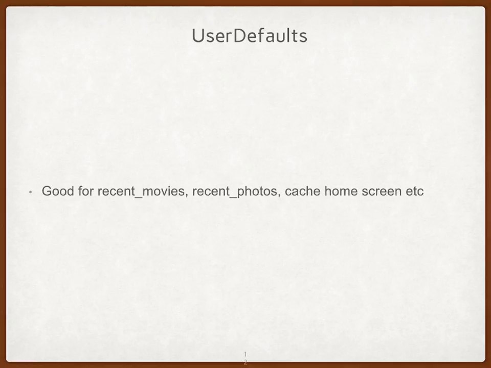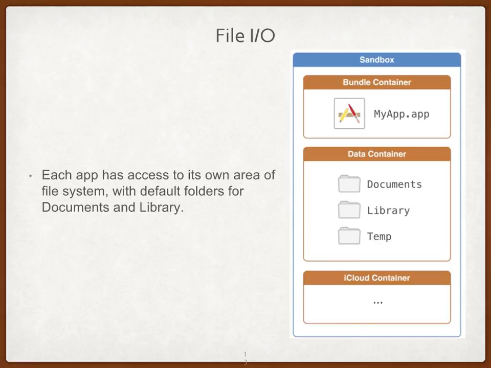Right, so again, some good practice for using the user default. Just for example, in this case, we save the recent movies. We get some recent movies, and we can save the information into the NSUserDefaults. Okay, the second one we talk about is file I/O.